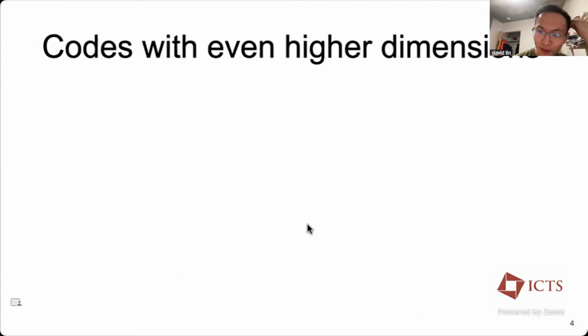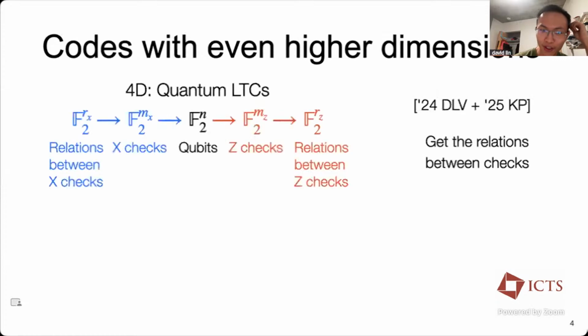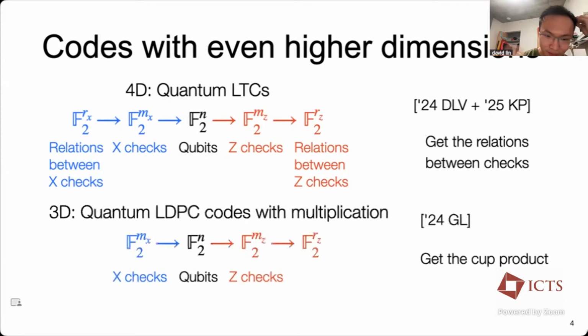One motivation is to construct quantum locally testable codes. Now you not only have X checks and Z checks, but also relations between them. That naturally brings you to 4 dimensions. Indeed, using this kind of idea, you can get quantum locally testable codes with nearly optimal parameters. In fact, Pavel later tells us about one of the key ingredients to obtain this result. But there are some other motivations.